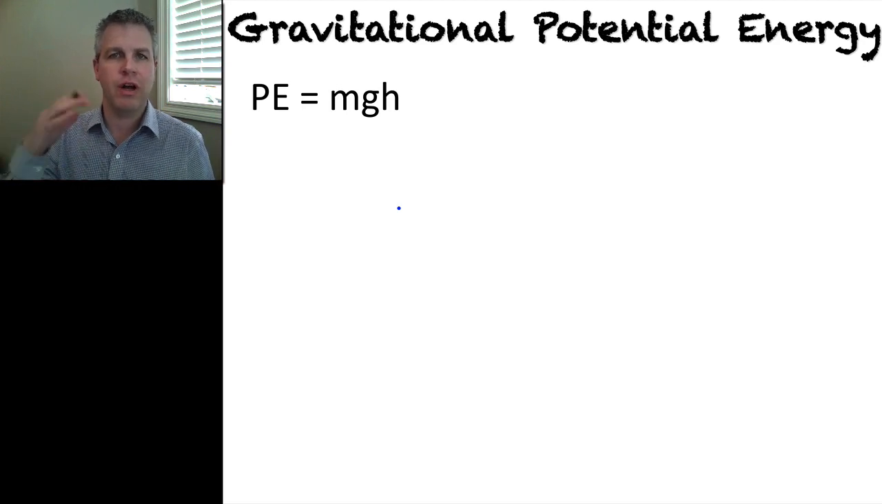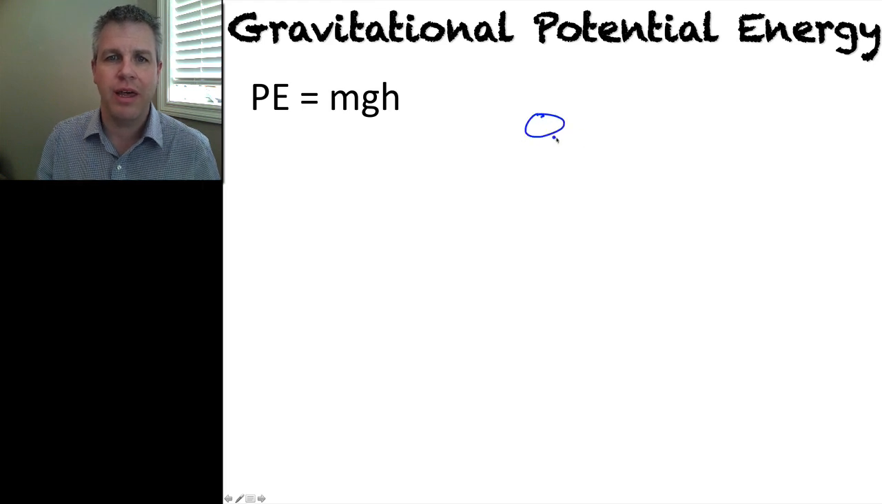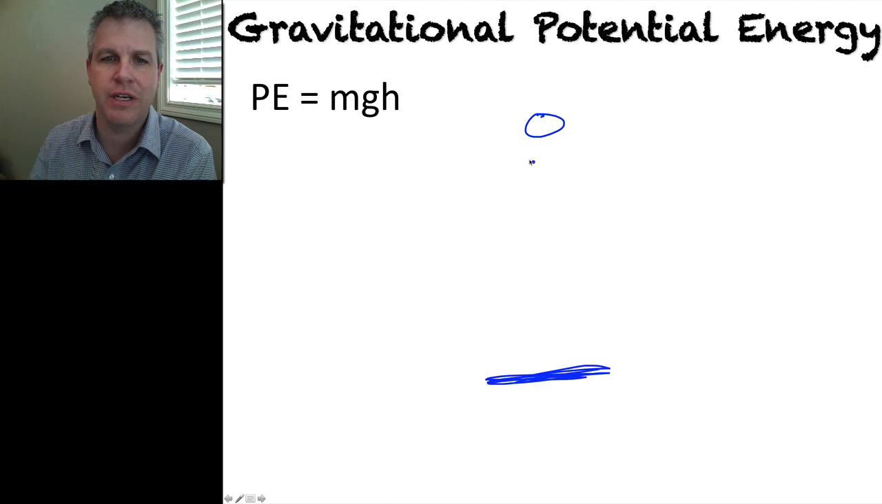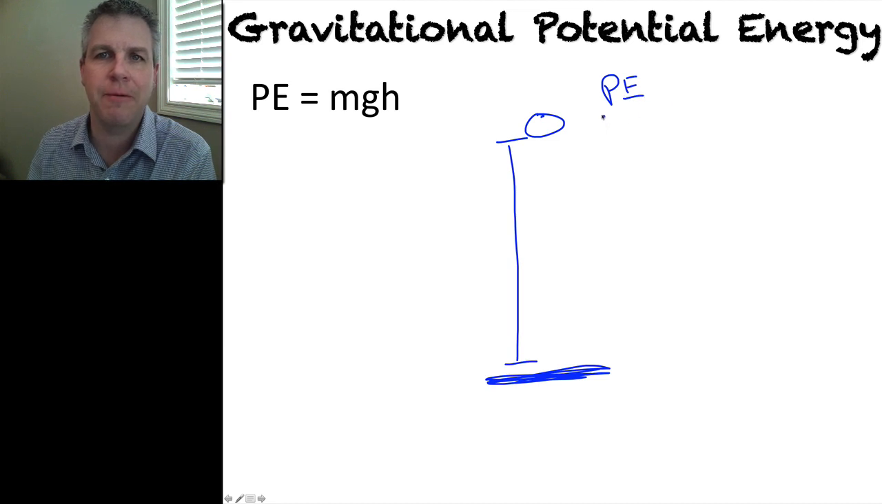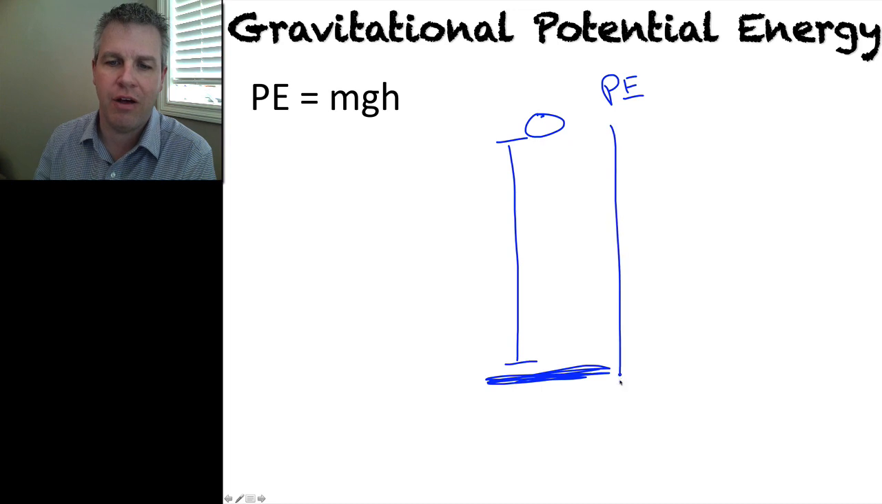So if I hold an object up in the air, for instance, if I have a ball and I put that up in the air over top of a surface, it is going to have a certain amount of potential energy that it gains basically to do work on this surface below. Now that potential energy that it has is going to be directly related to a number of different things.